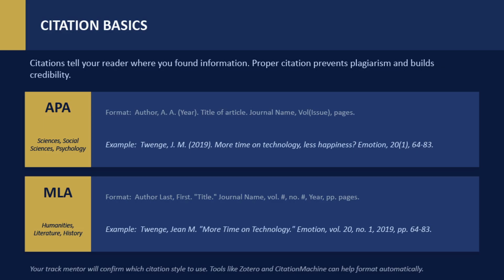And then, the perfect example is on the screen right there about more time on technology, less happiness. And then the MLA citation. So this format is the author's last name and then the first name, the title, the journal name, the volume number, the number, year, and pages. And then we have a perfect example on screen. So take note of these differences.